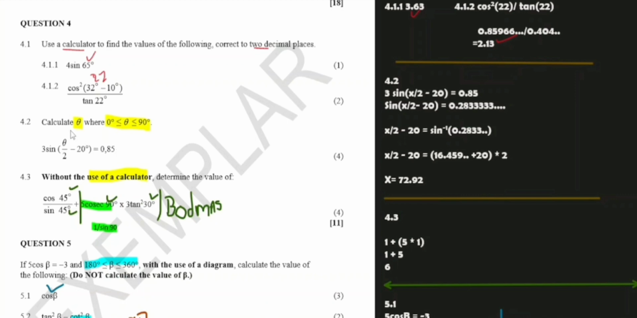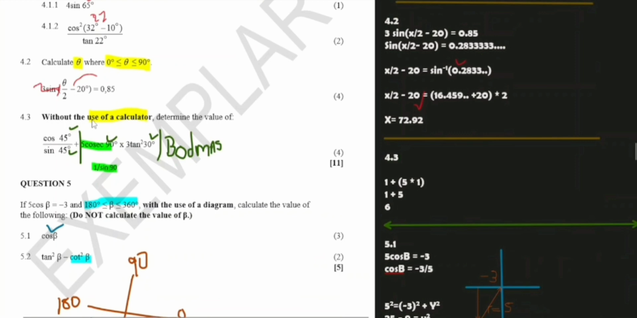Okay? Now we are supposed to calculate theta, where theta is between 0 and 90 degrees. First of all, you're supposed to make what's here the subject of your equation. How are you going to do that? Divide both sides by 3. Now, you're going to take the inverse of sine, which is what we did here. Take that answer, add 20, because you have to take this 20 to the other side, and multiply both sides by 2, and then you're going to be left with theta. And this was your answer.